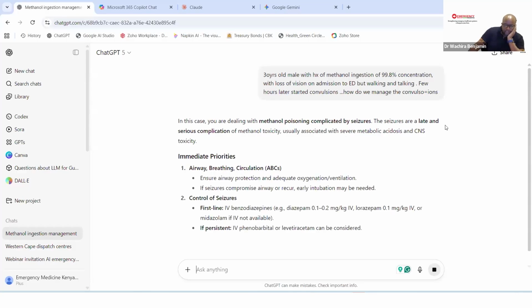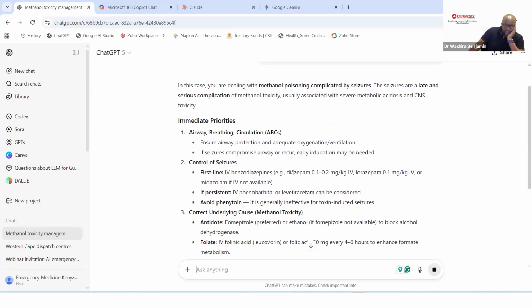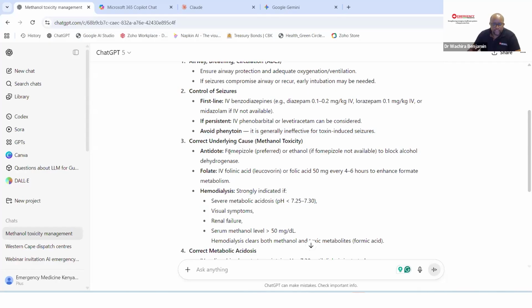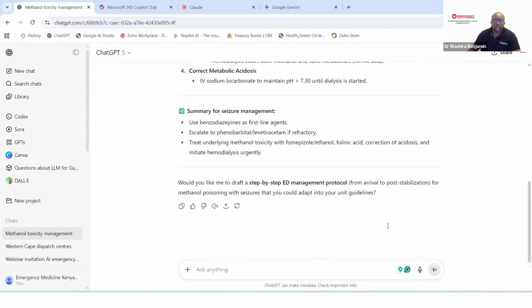Methanol poisoning complicated by seizures, a late and serious complication usually. So your ABCs, start your benzos as first line. If persistent, give phenobarbitone. Avoid phenytoin, as it is ineffective for toxin-induced seizures. Actually, phenytoin also increases your QT and does so many things. So if you're thinking toxin-induced seizures, don't give phenytoin. Correct the underlying causes. These are the same things we had discussed earlier, and that's your treatment for this patient.